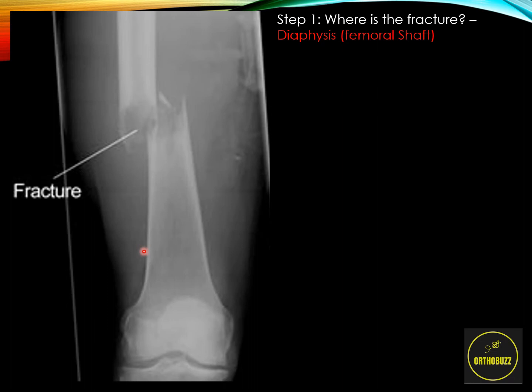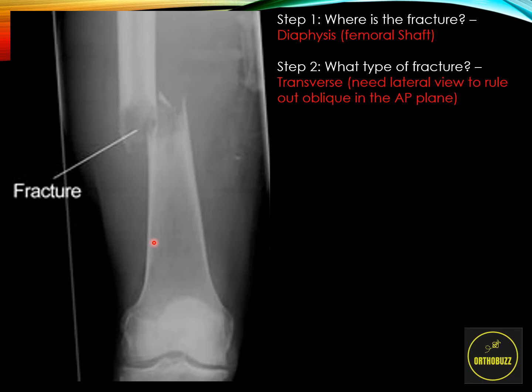Step two is to identify what type of fracture it is. And as we can see, the fracture line runs approximately perpendicular to the long axis of the long bone. As we said, that is a transverse fracture. Of course, we'd need a lateral view, as we do in all cases, to rule out that this fracture is not running obliquely in the lateral view. But as far as we can tell, this is a transverse fracture.